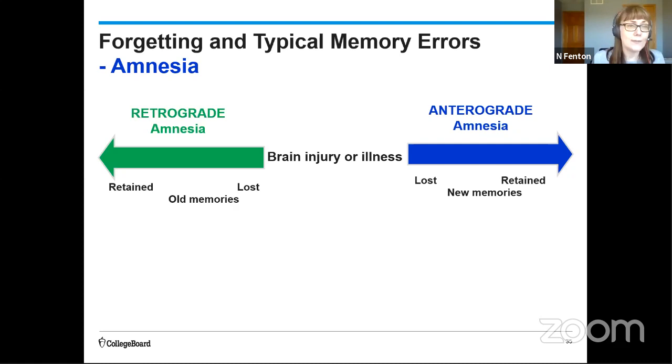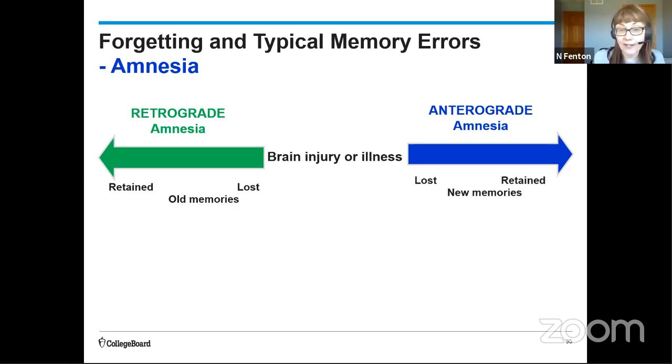So we talked about in an earlier video, patient HM. This individual had a surgery that involved removing their hippocampus, and the unfortunate, tragic result of that was that this individual had very severe anterograde amnesia and could not make new memories. But that's a very extreme example of amnesia.